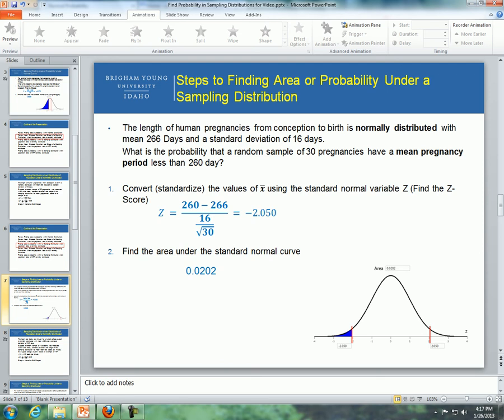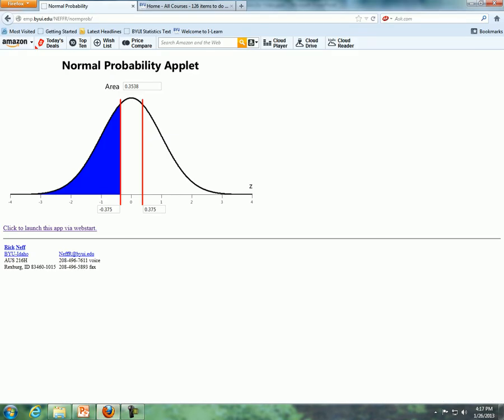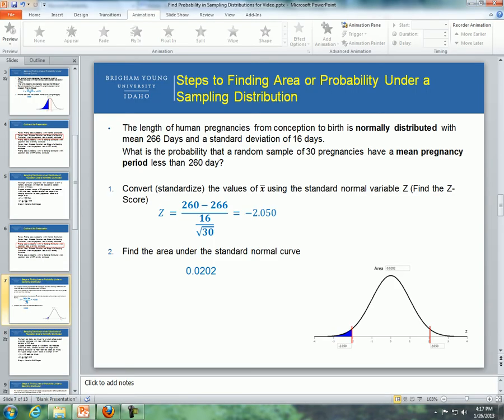And so what we do now, I'll go to the applet, is that I type in negative 2.05, press enter, and now we have a new area under the curve. And so what is that, and how do we interpret that? What we say is that the probability that a random sample of 30 pregnancies have a mean pregnancy period of less than 260 days is about 2%, or 0.0202.